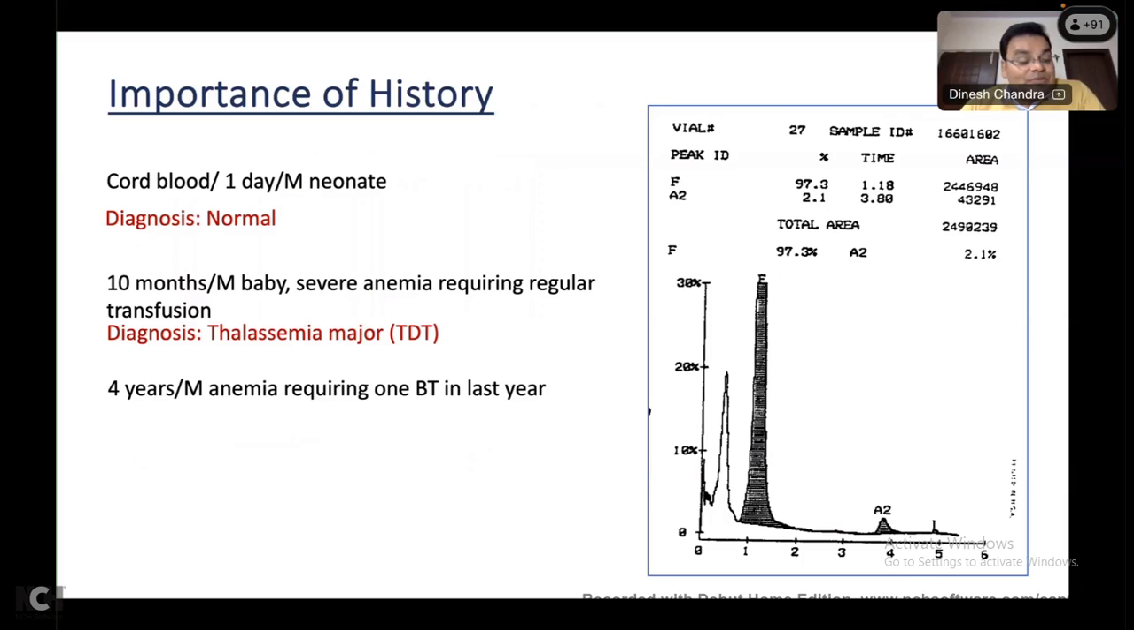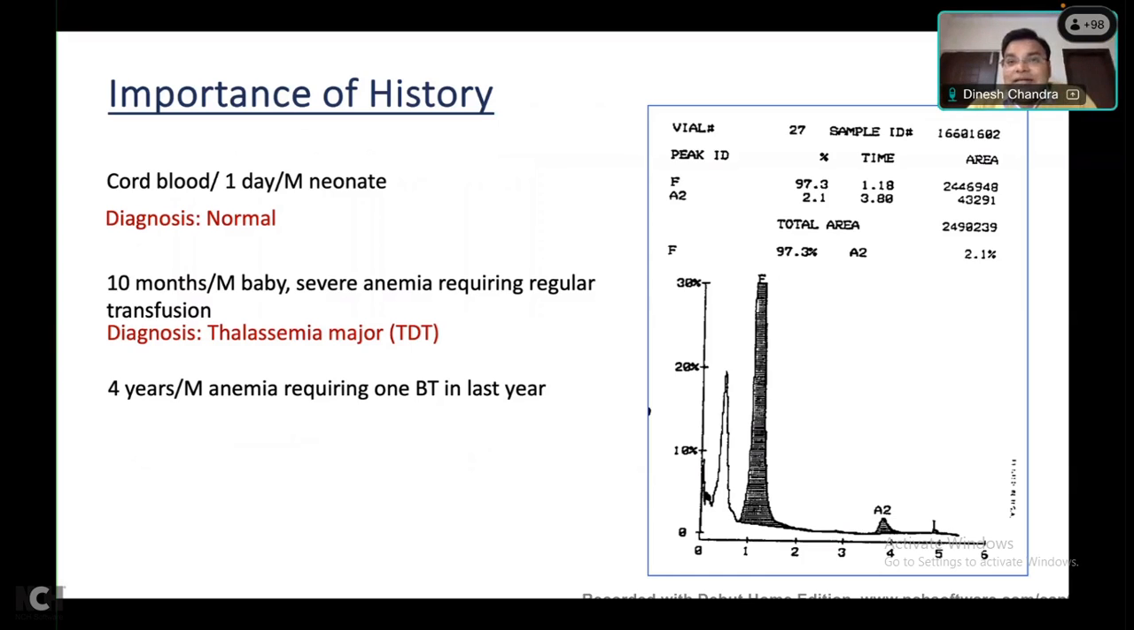Okay. So again, I changed the history a little bit. It is a 4-year-old male who is requiring occasional transfusion, one transfusion in the last year. So now he is 4 years old and has required only one transfusion since birth. This is the same graph we are getting in this patient also. What could be the diagnosis now? Then it can be hereditary persistence of fetal hemoglobin.